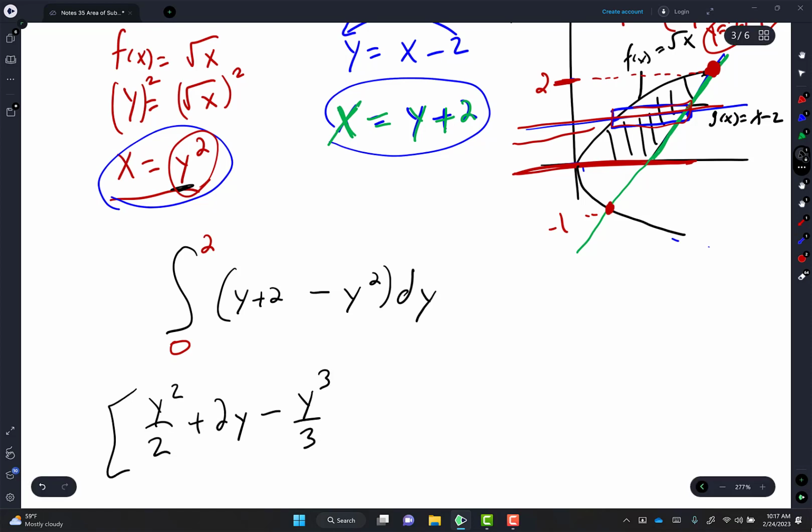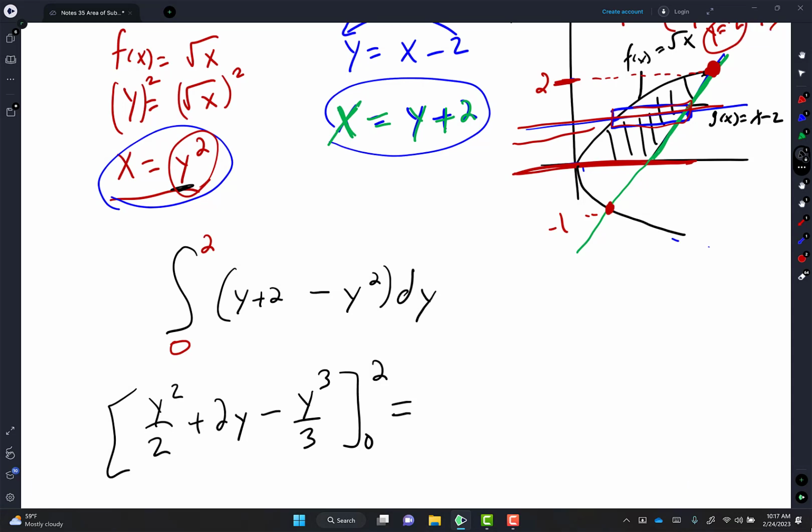I have more than one term, so I put it in brackets. I put a 0, I put a 2. I don't care about the 0, because every term with a 0 in it is going to be 0 anyways, so just plug in a 2.